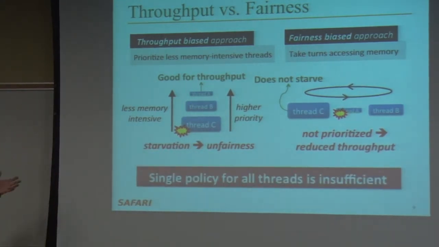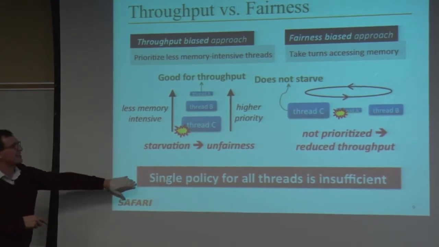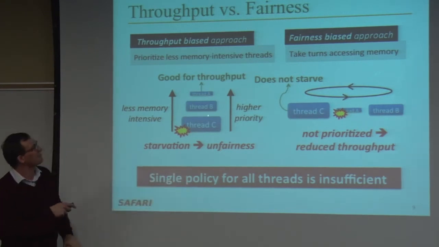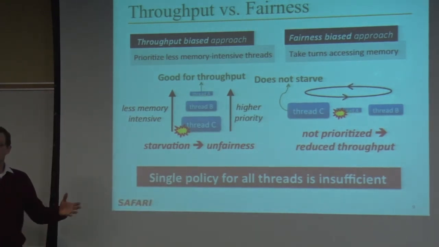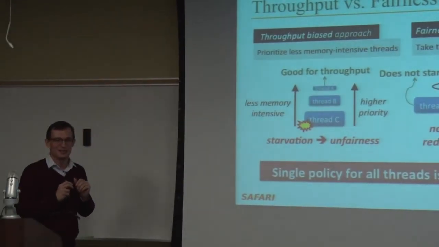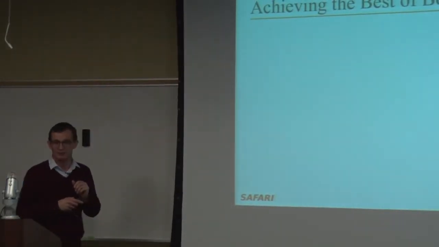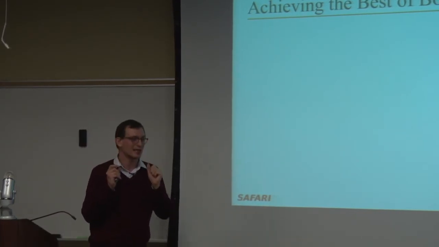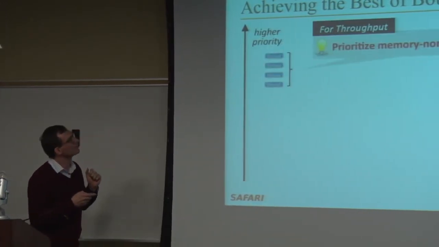So this kind of points to the fact that a single policy for all threads is insufficient. A single policy cannot optimize for throughput and fairness at the same time, or at least it's very difficult. We do not know of a way to do that. So how do you actually optimize for both? Well, I just gave you the principle: heterogeneity. So we would like to design a heterogeneous policy.